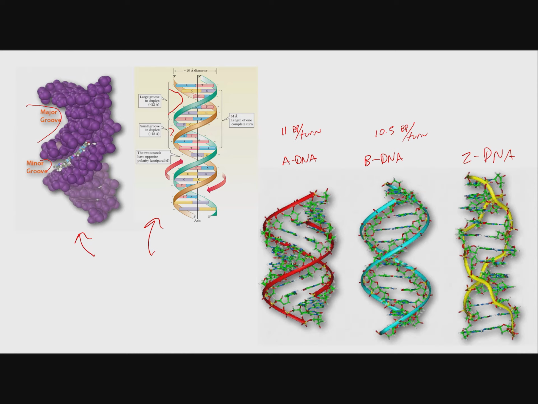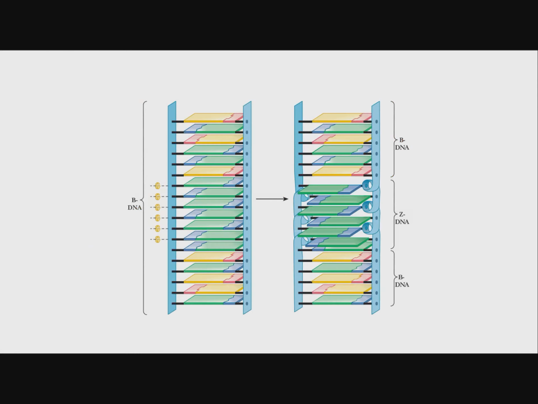It may play a role in the regulation of gene expression. That's one thing people think. It occurs in nature usually when we have alternating purine and pyrimidine bases, like GC, GC, GC, GC, GC. Having that kind of sequence has a propensity for making these structures happen.